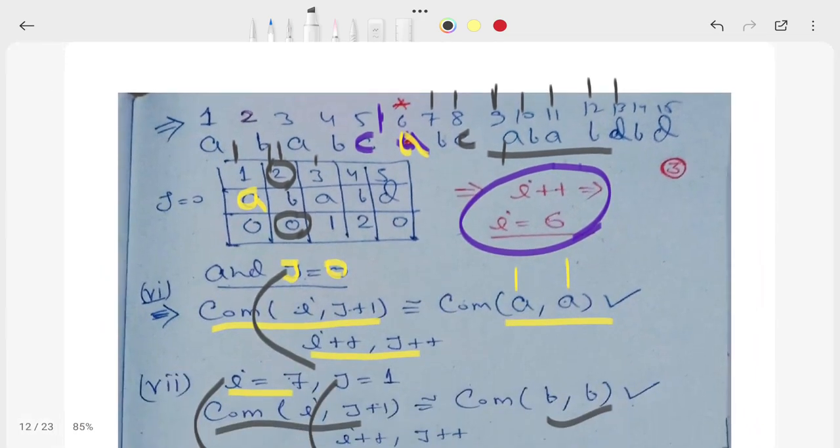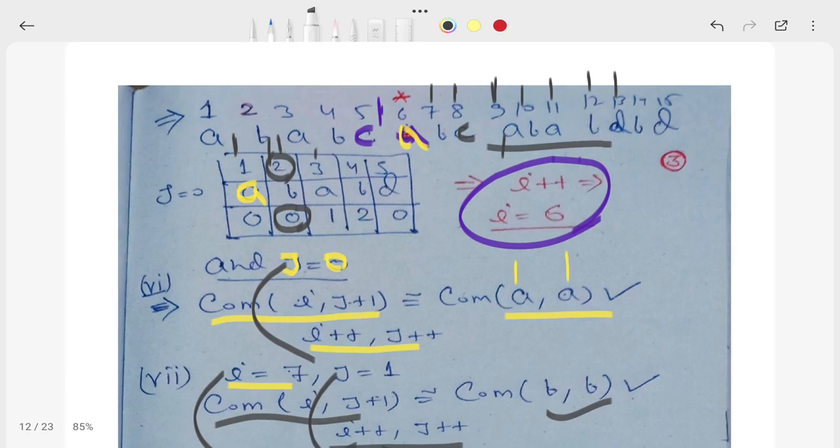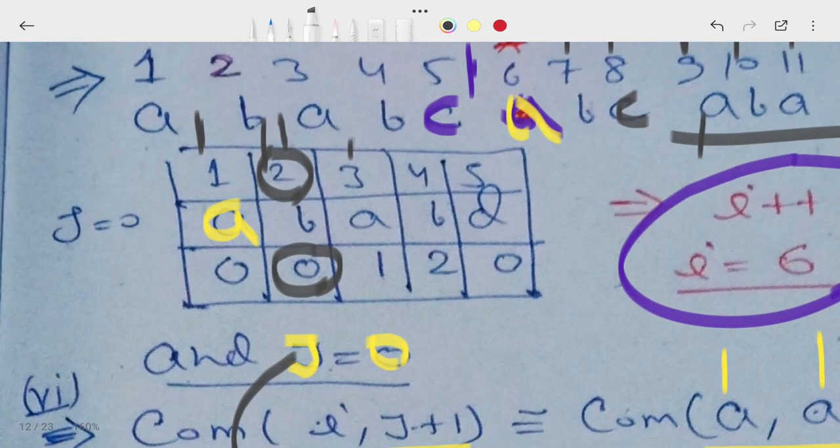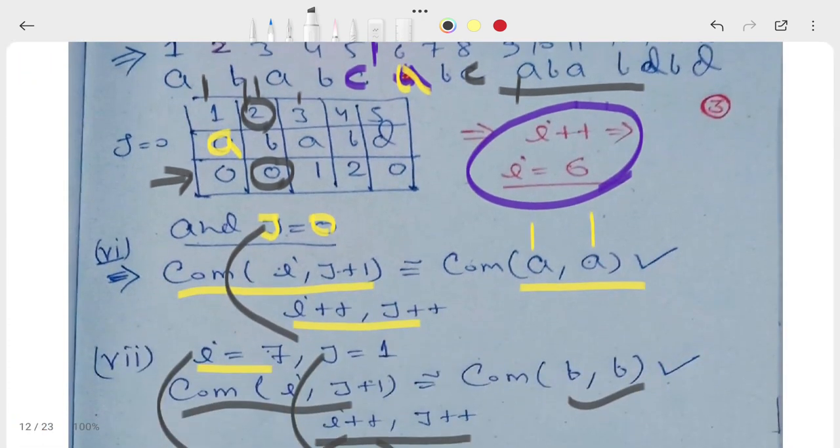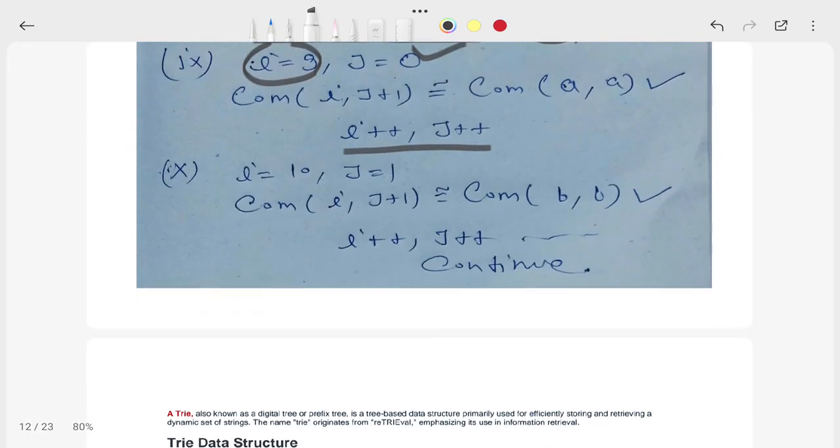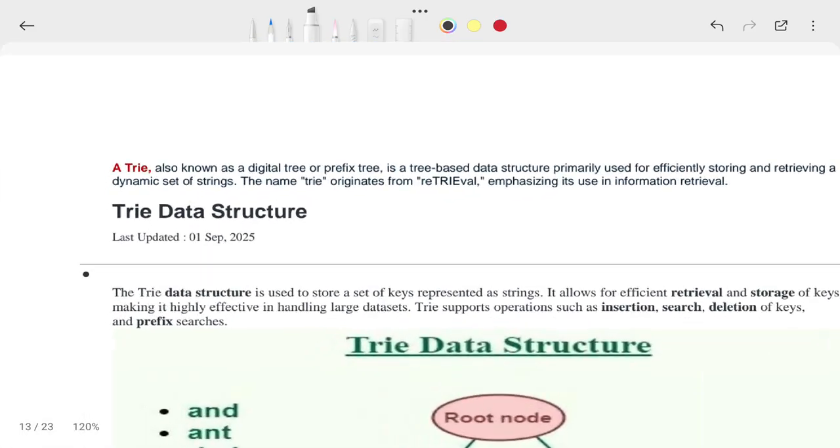So this is the way. If the data is not present, means both are not matching. If both are not matching, check the new index of the pattern and update the value of j according to the index. Okay, this is the algorithm. I think that you understand. So up to this we completed.